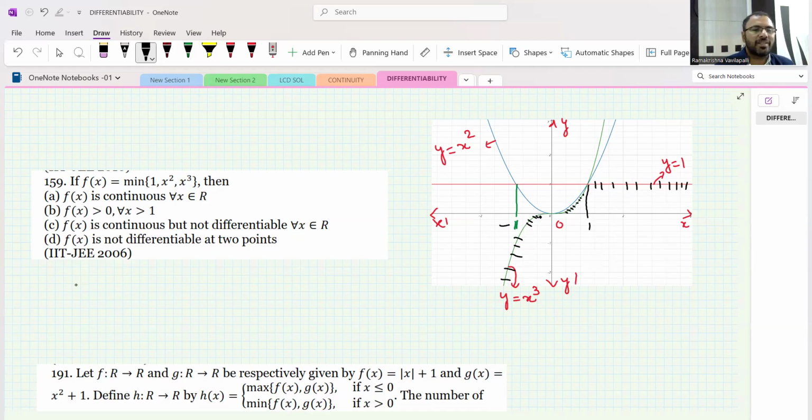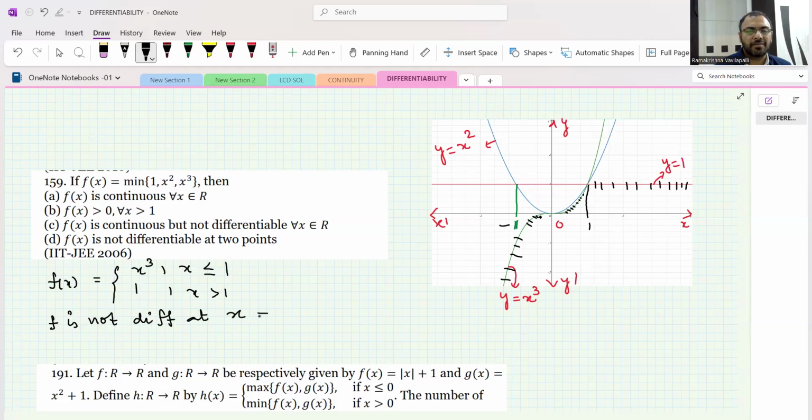So what is f of x now? f of x equals x cube for x less than or equal to 1, but for x greater than 1, it is just 1. Now clearly f is continuous but not differentiable at x equal to 1.